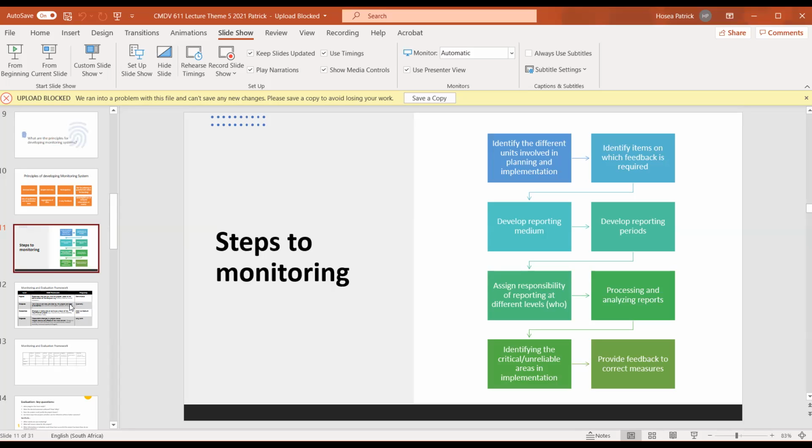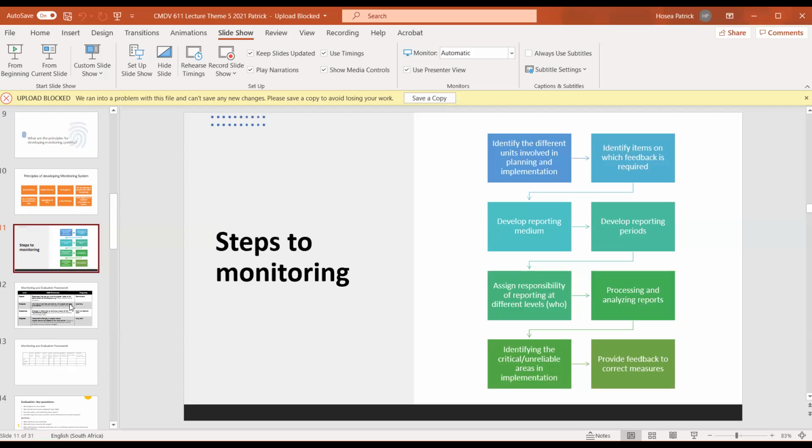Who is responsible for developing what and for reporting what? So on that side, if you have decided already who is responsible for doing a particular activity within the project, it becomes easy for you to also decide on who is responsible for reporting at different levels. And then what is going to be the process? The processing and the analyzing of the report. How do we process the report? How do we analyze the report? That has to be decided upon, right?